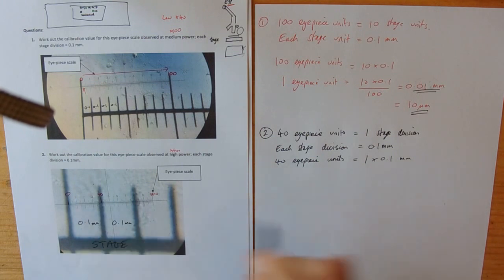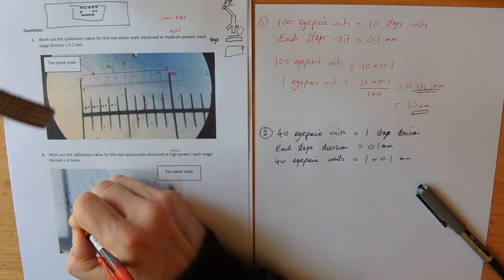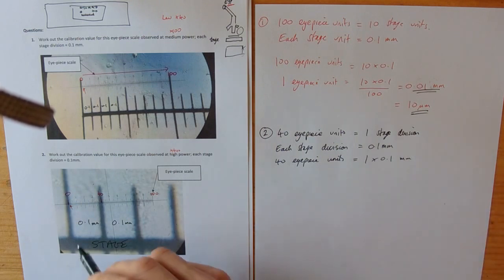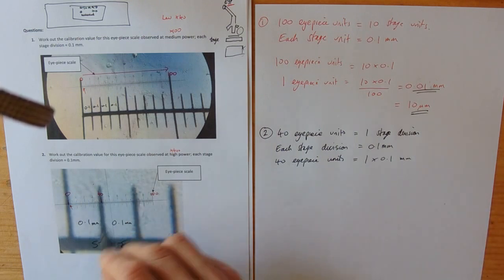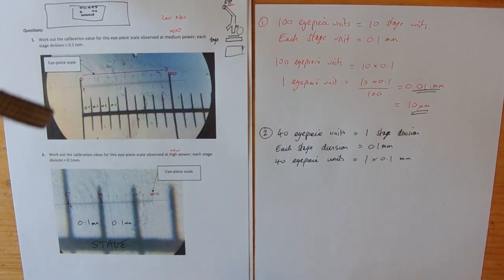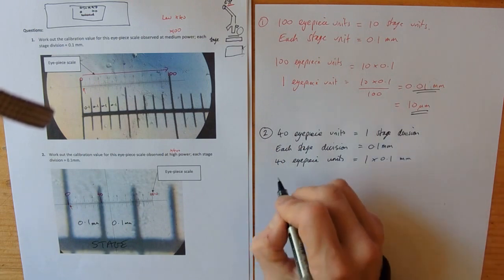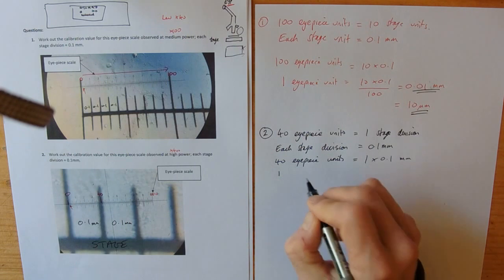We don't want 40 of them. We just want to find out what one of these small divisions is going to be, and then when we look at bacteria or algae or anything else interesting, we can just measure it and times it up. So we don't want 40, we want 1, so we divide that by 40.